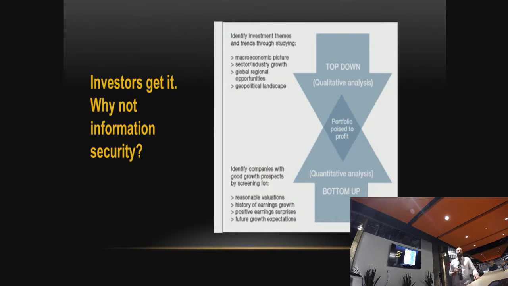So here's the thing. We're talking about approaches to VRM, right? Investors get it. Why doesn't information security? This is one of my questions. If you're looking at investing in a company, a really solid investment strategy is going to include a top-down approach and a bottom-up approach. Top-down, they're looking at the macroeconomic picture, the really big, general, sweeping picture. But that doesn't give you enough details about what's actually going on in this company. So they're going to go bottom-up. They're going to look at history of earnings and growth, positive earnings surprises, a bunch of stuff that maybe people in this room don't care about. But the idea is that you get the best result by meeting in the middle: a huge sweeping assessment combined with very detailed analysis, creating a big picture.